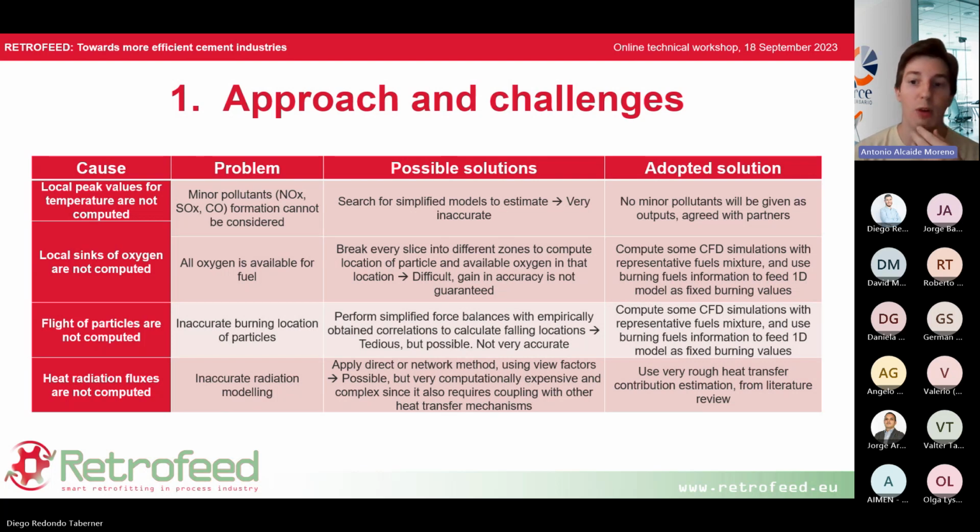Another challenge is that the radiation thermal transfer is difficult to be captured by this one-dimensional model, and it is computationally expensive. Therefore, for this version of the model, we have not developed these radiation fluxes, but we used rough estimations, and after that, we did the fine-tuning of the model to try to fit to the validation points. Next slide, please.